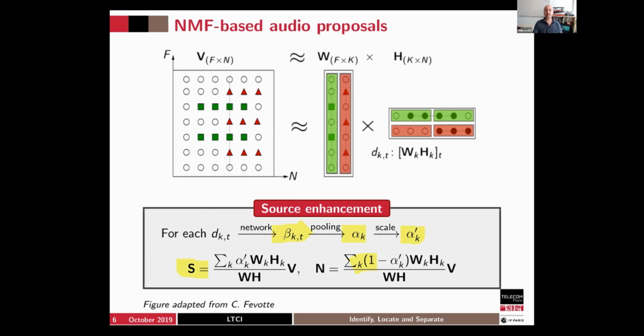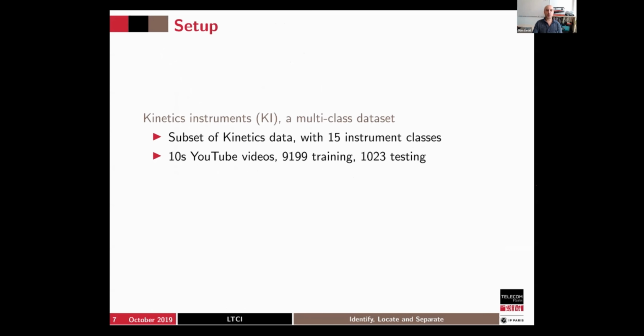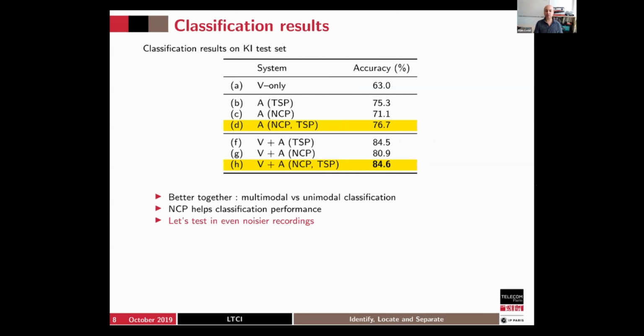Let's move to the evaluation. We performed it using the Kinetics Instruments dataset. This is a subset of the Kinetics dataset that contains 10-second YouTube videos from 15 music instrument classes. We're going to look at both classification and source enhancement results. So I'm showing you different variants of the system I just described.